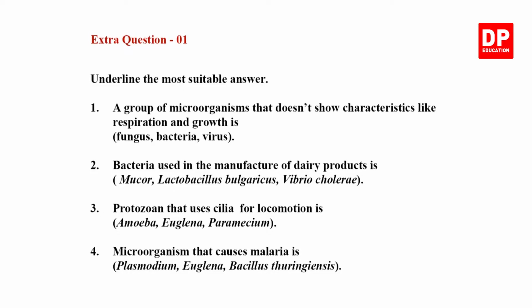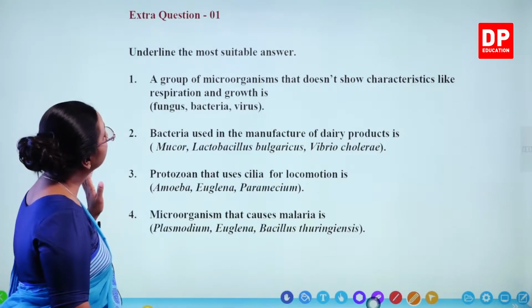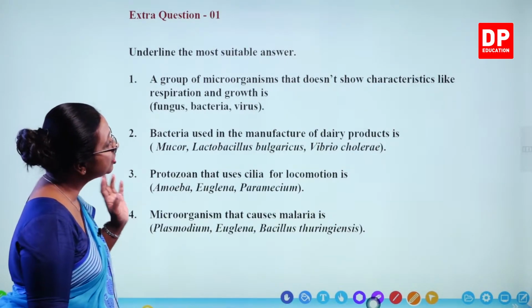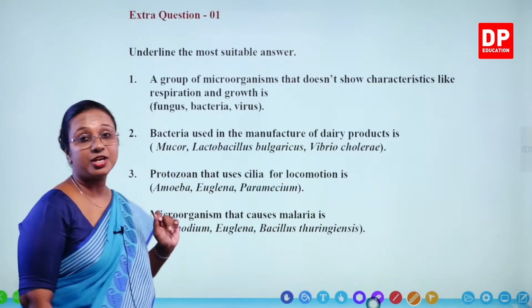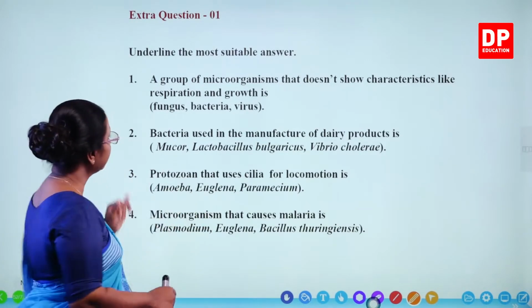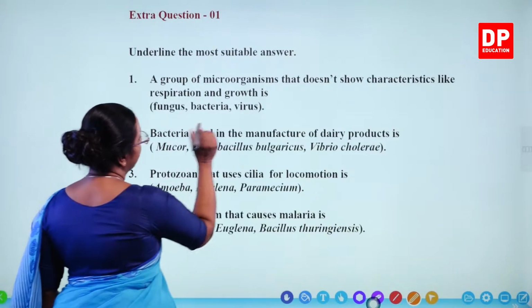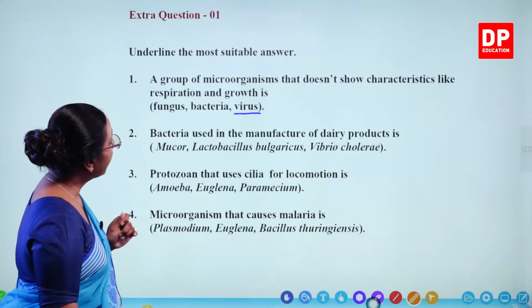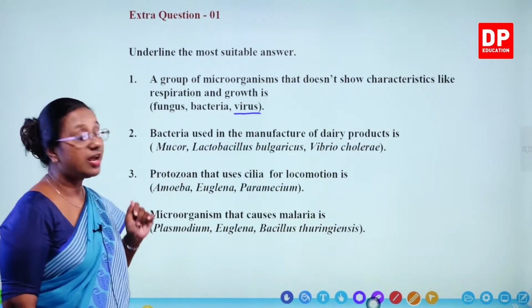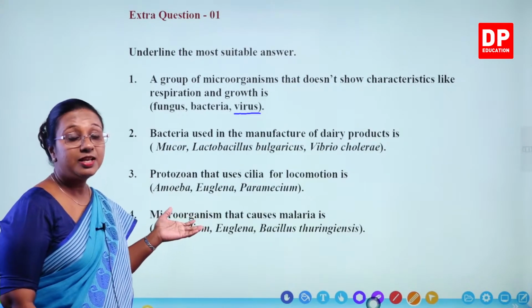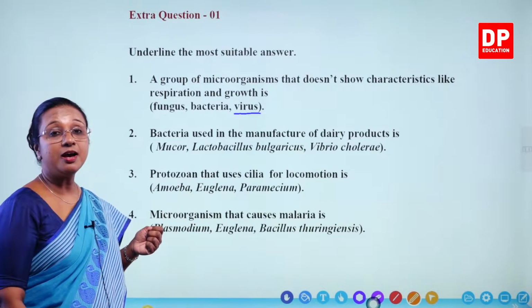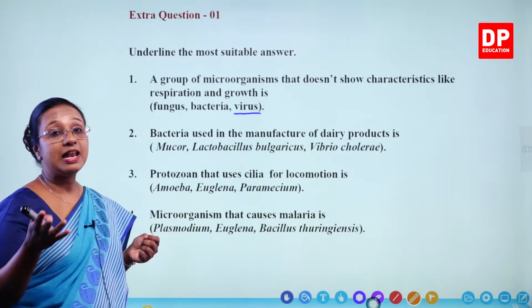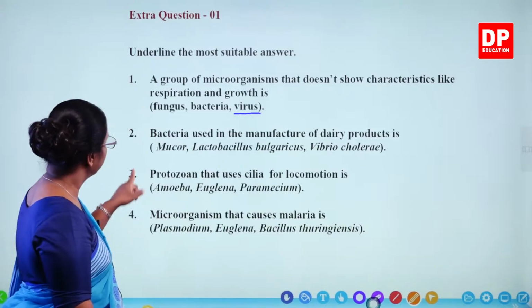So now the extra question 1. Underline the most suitable answer. So the first one. A group of microorganisms that doesn't show characteristics like respiration and growth is. You know the answer. It has to be virus. Fungus, bacteria, virus. The second one. Bacteria used in the manufacture of dairy products. You know the dairy products. What is used there for the production of yogurt? We said lactobacillus and streptococcus.